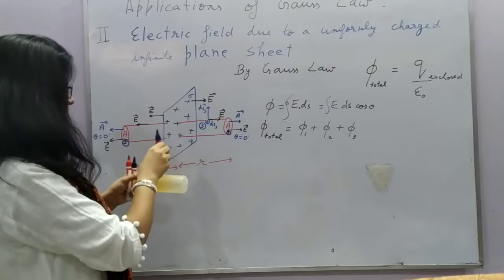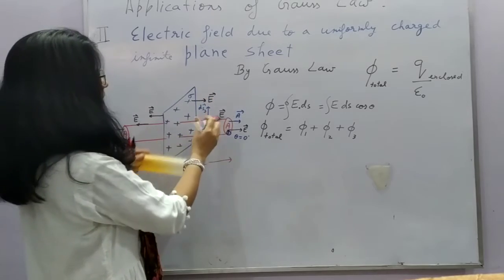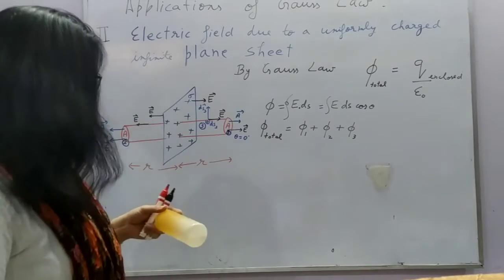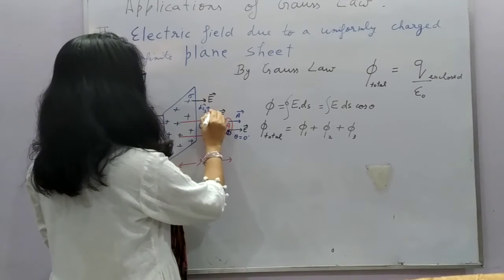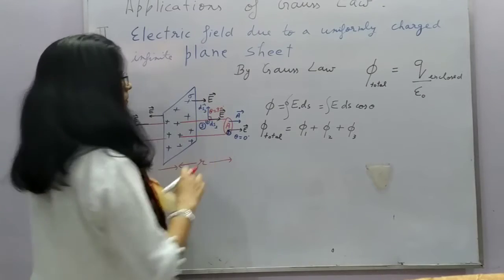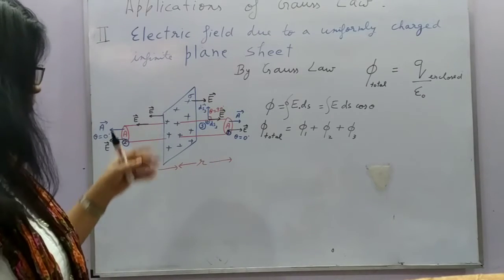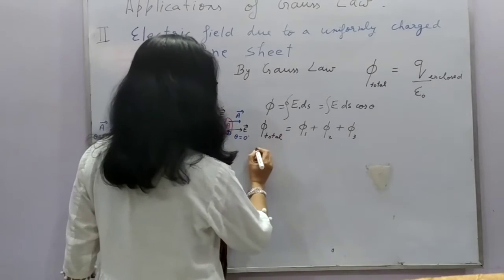So we are considering this point here. So this is the area vector and this is the electric field vector. So what is the angle between this and this? This angle is 90 degrees. So now you can replace this by the formula and put the values of angles.